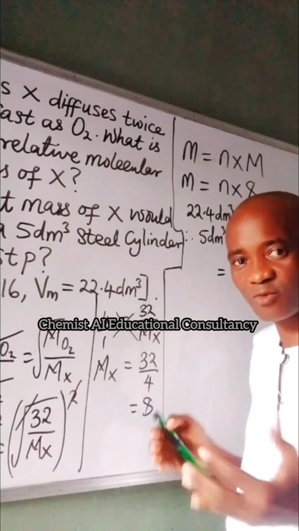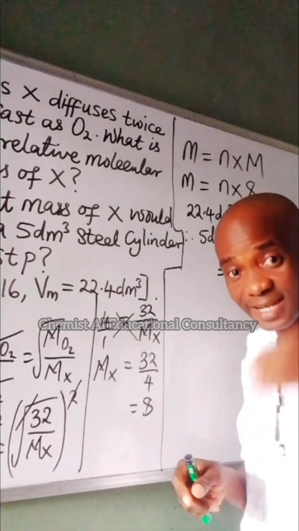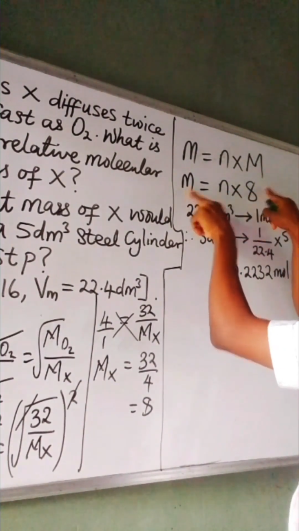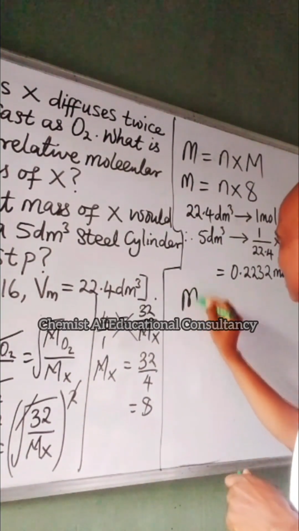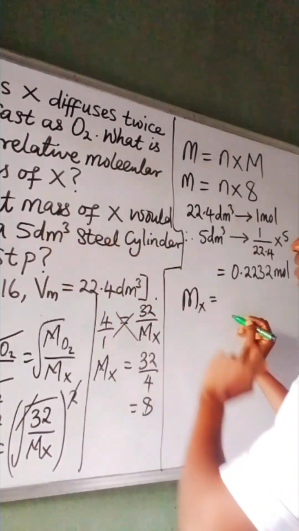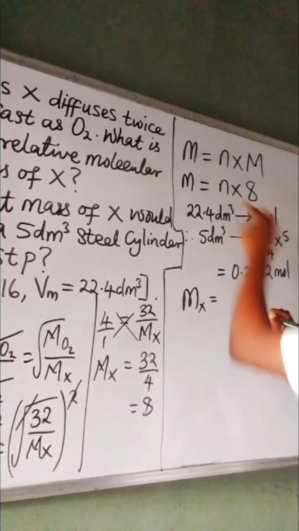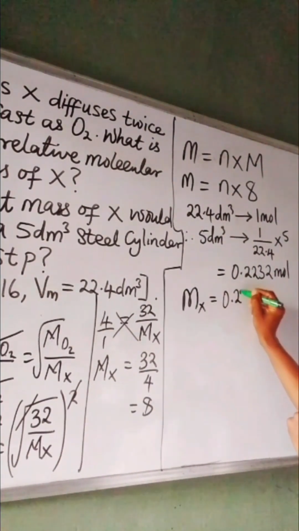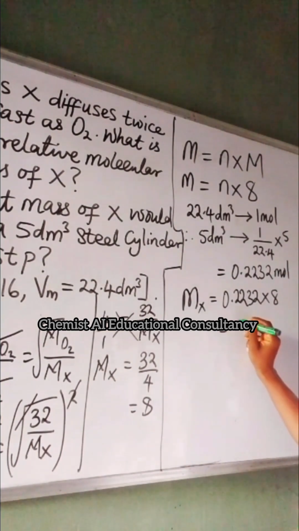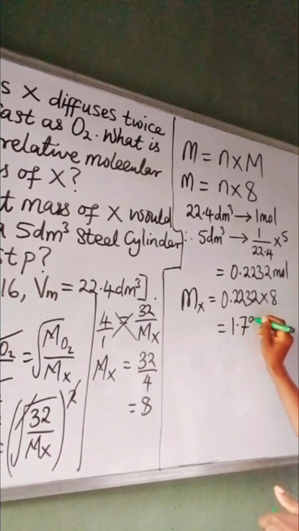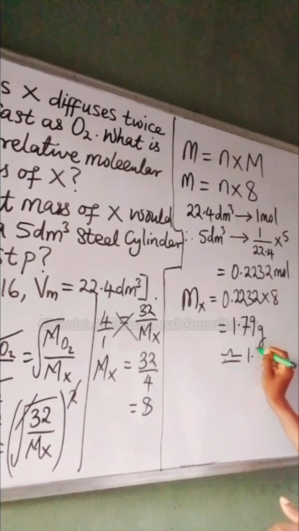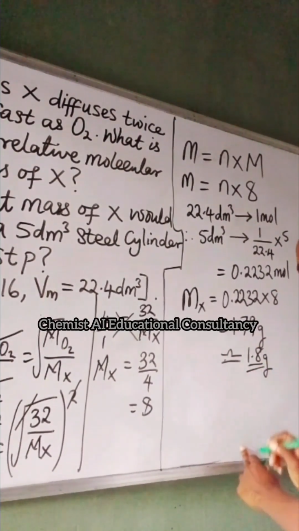And the question is saying what mass is in that mole. And this is the mass. This is the mole. We multiply it by 8. And the mass of gas X that fills 5 dm³ steel cylinder will now give us the number of moles, 0.2232 times 8. And you are going to get 1.79 grams, approximately 1.8 grams of gas X.